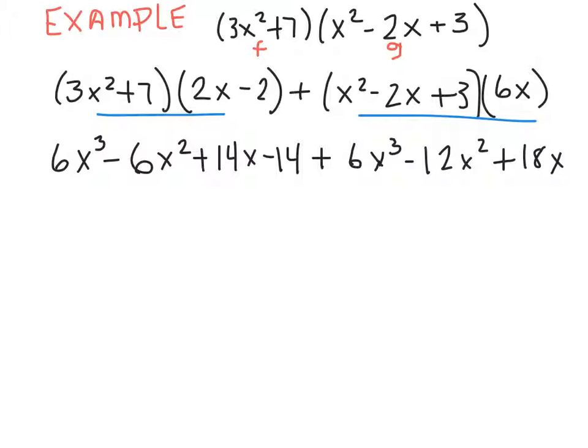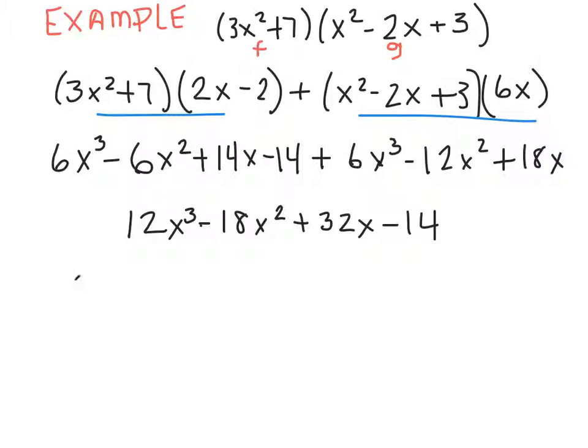Now I will combine like terms. Between these I get 12x cubed, a minus 18x squared, plus 32x and minus 14. And so the last piece of this is just that.